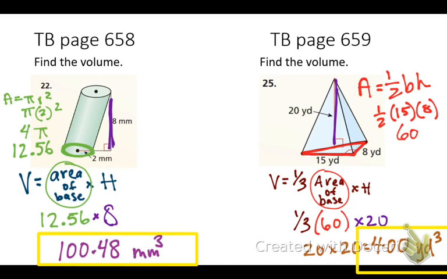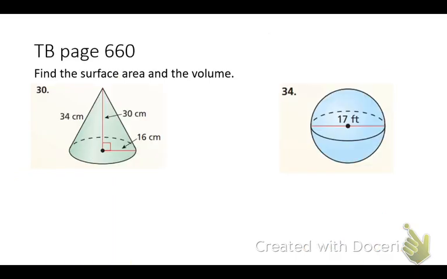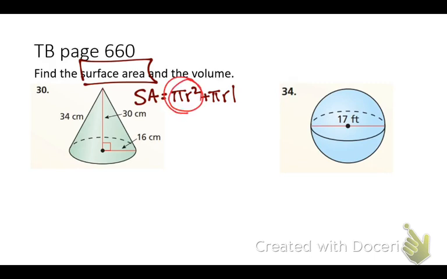You're going to go ahead and flip pages to 660, I believe. We're going to find the surface area, and then the volume of both a cone and then a sphere. Alright, so we're going to do surface area first. What is the surface area formula for any cone? Pi r squared, plus pi RL. So what does pi r squared account for? The circle at the bottom. And then pi RL accounts for the remaining piece, the lateral surface.